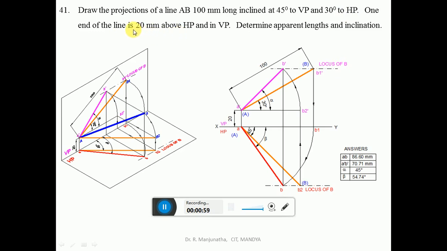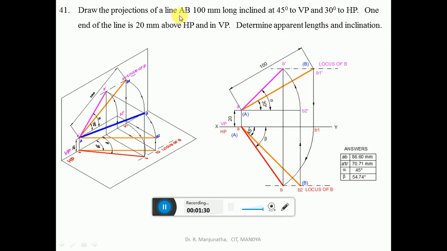One end of the line is 20 mm above HP and in VP. So one end of the line is above HP. When you look from the front view, we can see the distance above HP. So you mark a distance of 20 mm from the XY line, and mark this point. Since you are looking from the front view, the point will be a dash. And it is in VP, so obviously that point will be on the XY line. So we get this point A.